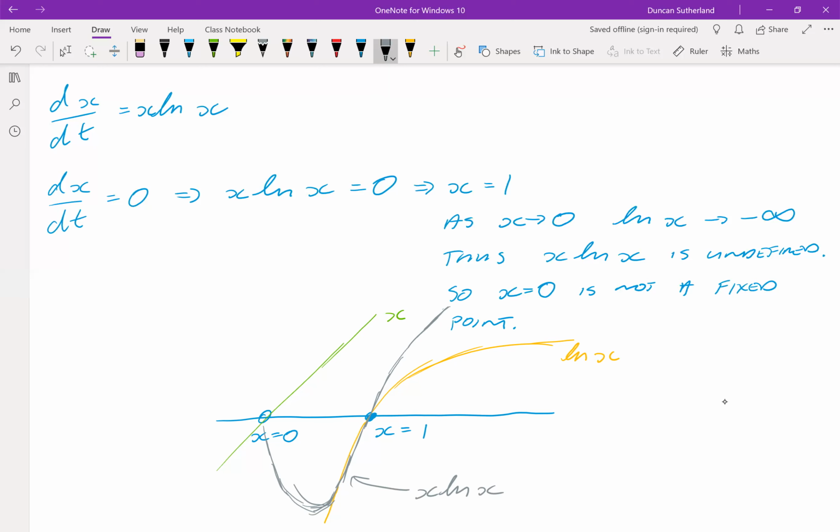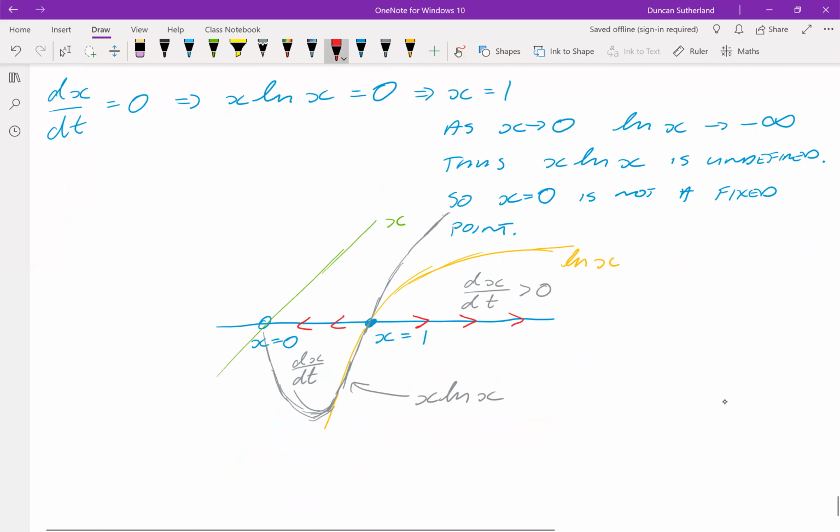All we need to know is where dx/dt is positive and where dx/dt is negative. So clearly dx/dt is positive here on the right-hand side of the fixed point. dx/dt is negative on the left-hand side of the fixed point. So where it's positive, we draw arrows from left to right. And where it's negative, we draw arrows from right to left. So what we see is that this critical point is unstable. Alrighty.